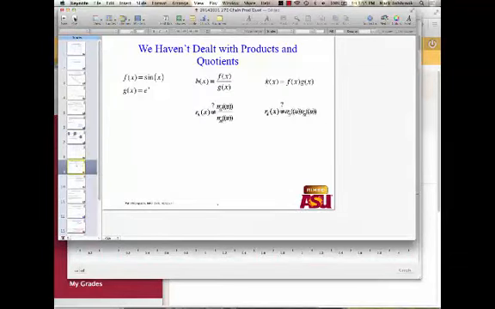Okay, so we have not dealt with products and quotients. Here's two functions, f and g. We can make two new functions. One by making a quotient of those two. So we could take sine divided by e to the x and make a new function. We could take sine times e to the x and still make another function.